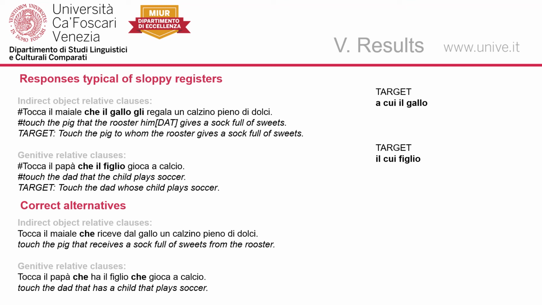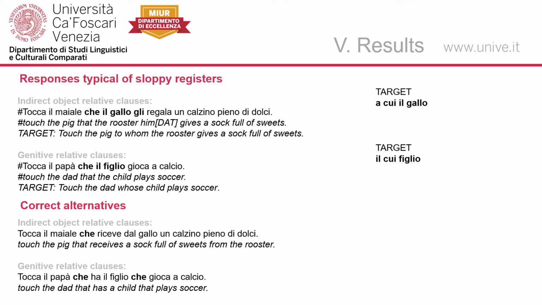On the one hand, the infelicitous combination of the complementizer "che", that, and the clitic pronoun "gli", him, in place of an indirect object relative, and the misuse of the complementizer, trying to produce a genitive relative clause. Those strategies are typical of sloppy registers and of children's productions up to 10 years of age.